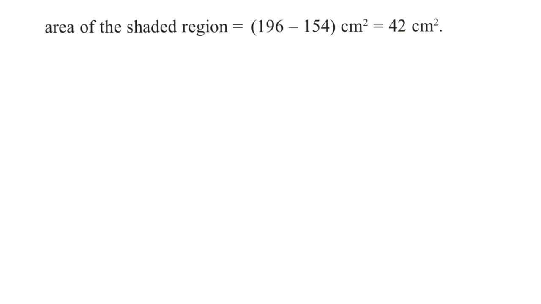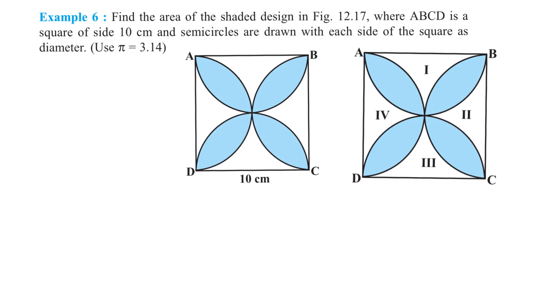Let's try another one. Let's try this. Find the area of the shaded region where ABCD is a square of side 10 centimeters and semicircles are drawn with each side of the square as diameter.